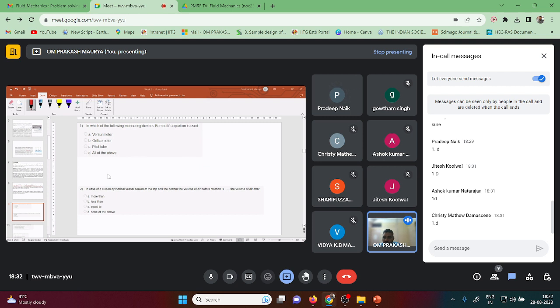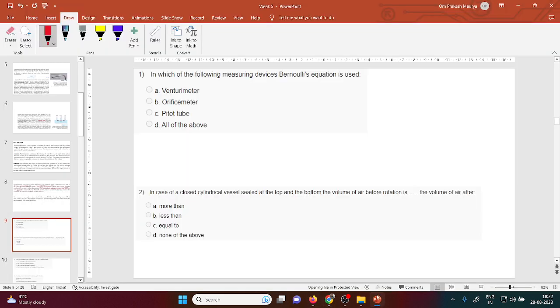Go through question number 2. In the case of a closed cylindrical vessel, sealed at the top and the bottom, the volume of air before rotation is the same as, or more or less than, the volume of the air after.